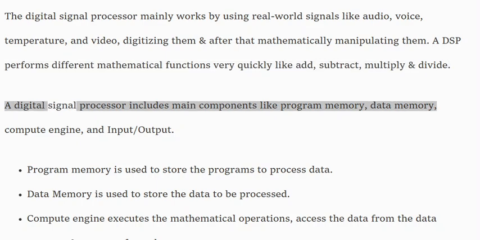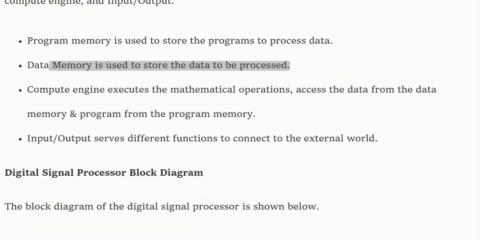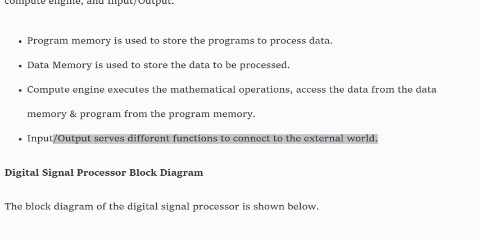A digital signal processor includes main components like program memory, data memory, compute engine, and input-output. Program memory is used to store the programs to process data. Data memory is used to store the data to be processed. The compute engine executes the mathematical operations, accessing the data from the data memory and the program from the program memory. Input-output serves different functions to connect to the external world.